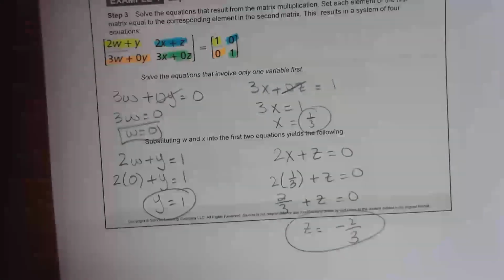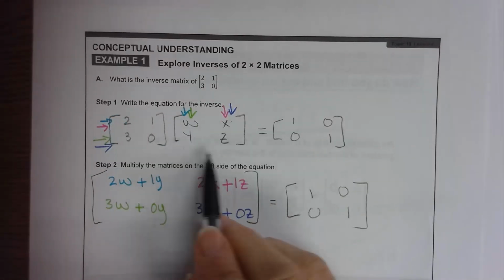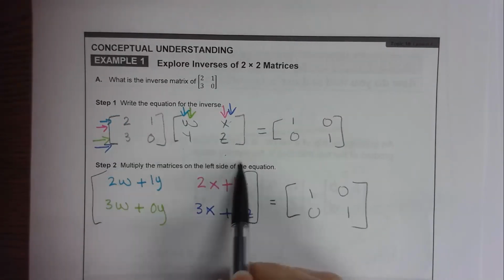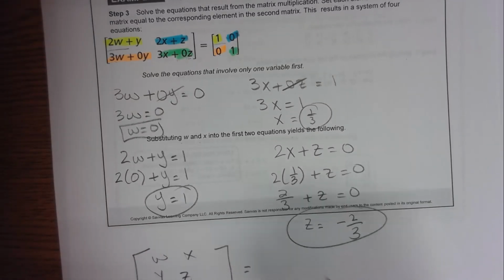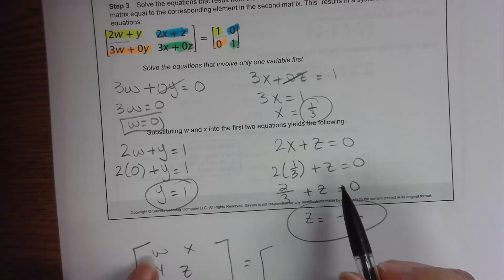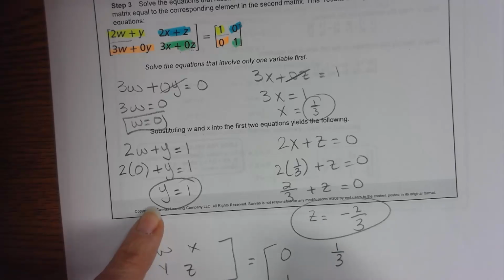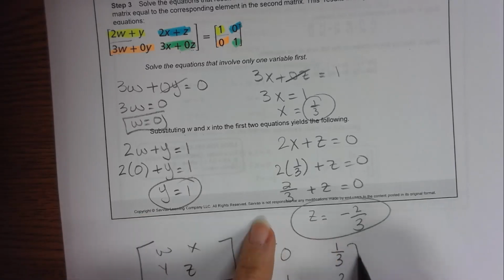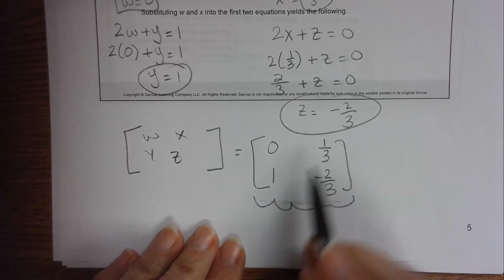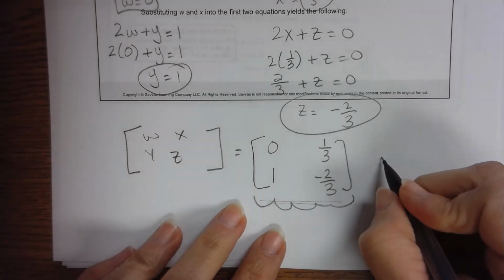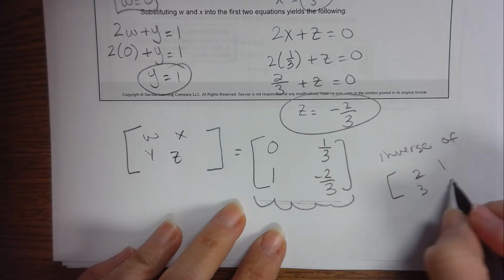Okay, so the way I had my inverse matrix written in the previous problem is I did w, x, y, z. I have to match what I got. W, x, y, z is what I did. So w, x, y, z. And now I know all of them, so I got my inverse matrix. So it's 0, 1/3, 1, and negative 2/3. That's the inverse matrix of the original one, the inverse of matrix 2, 1, 3, 0 that was given.